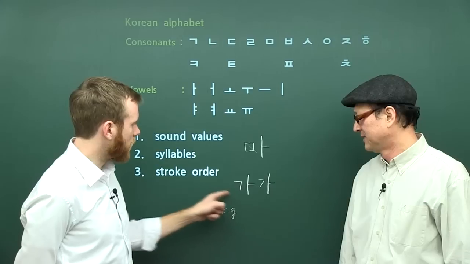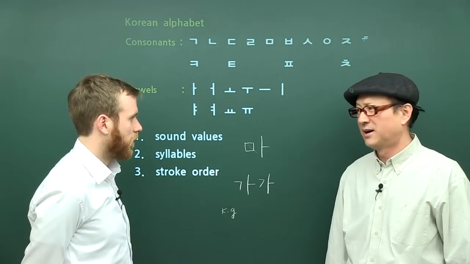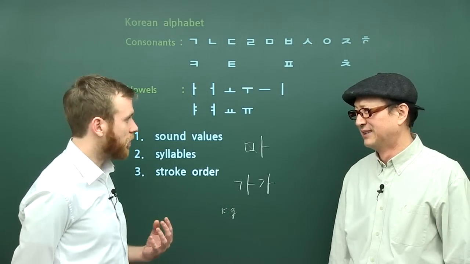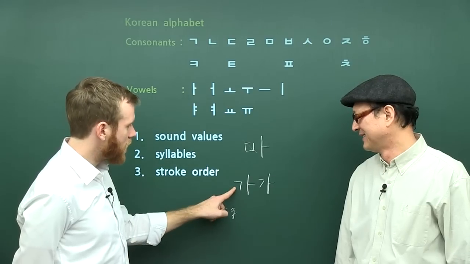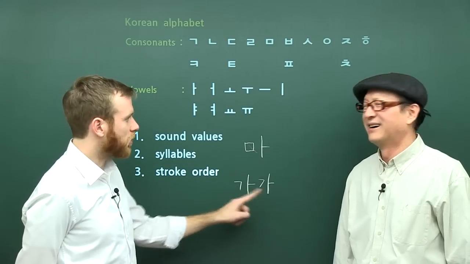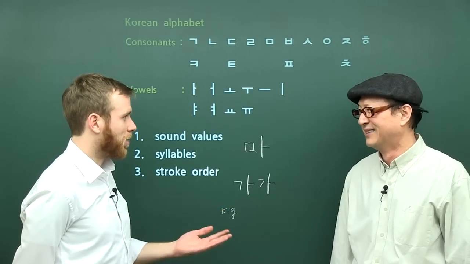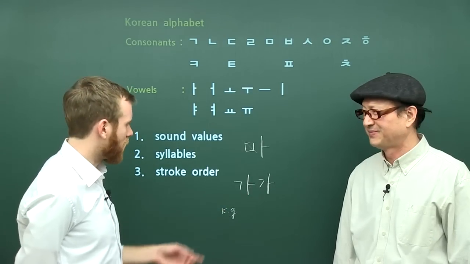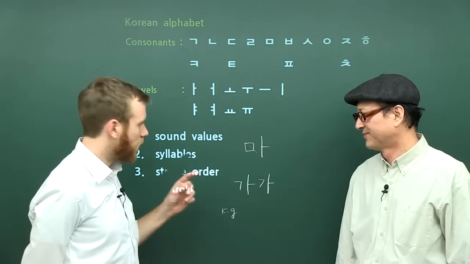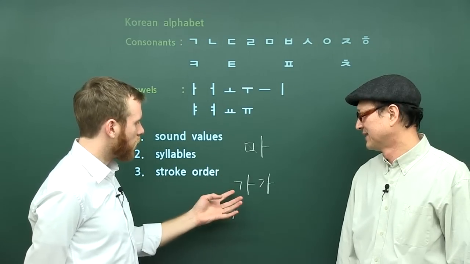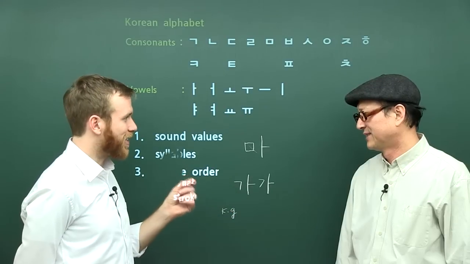So Robert, can you say this word here? Ga ga. Do they sound different? To me, they sound a little different. To me, it sounds like more of a K sound here and more of a G sound here. But to Koreans, the same. Doesn't matter, right? So you don't have to worry too much about exact pronunciation, whether you're using a G or a K. In Korean, this is the combination G-K sound.